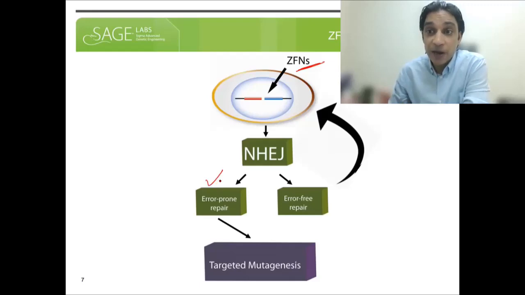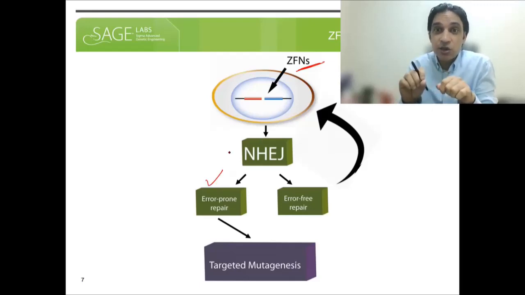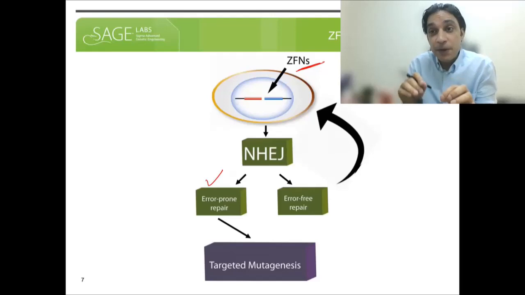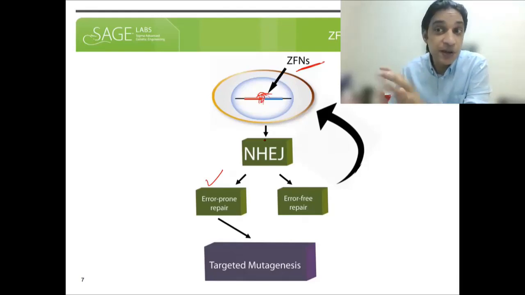In the error-prone repair, I told you that the cell will try to connect these two things together, and during that process, it might clip some fragment of the DNA. Sometimes it incorporates a few base pairs to connect these two things together, and that introduces a mutation in the genome. So if you are interested in creating a targeted mutation at the place of your choice, this technology is good.